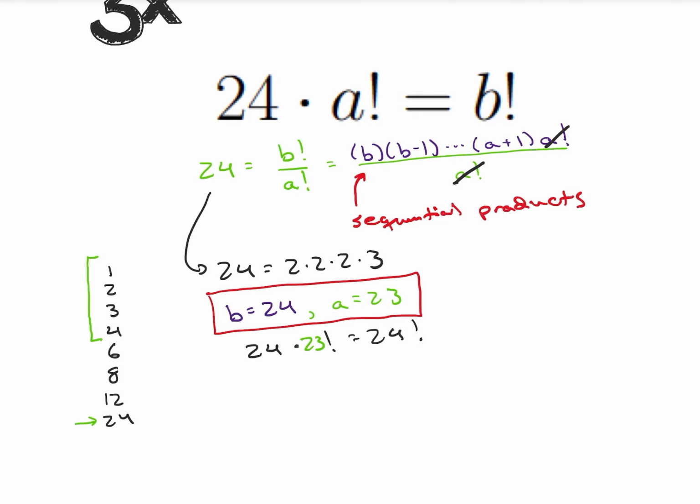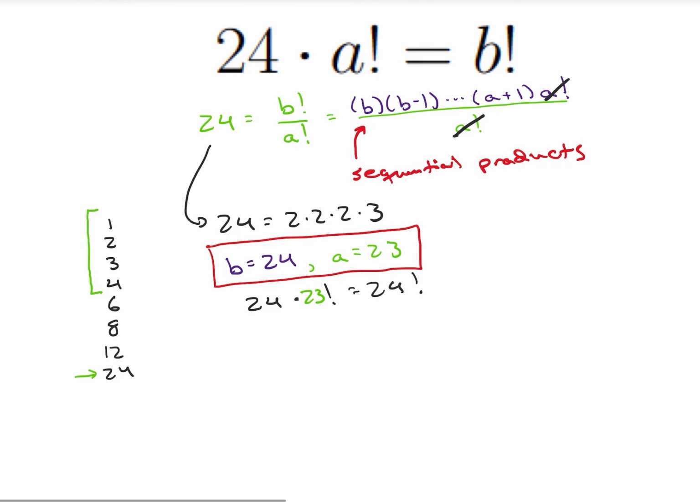That was probably the most obvious solution that jumped out to us. But we also have the sequential values down here that multiply. If I multiply 4 times 3 times 2, that's 12 times 2, which is 24. But I also have 4 times 3 times 2 times 1, which is 24.